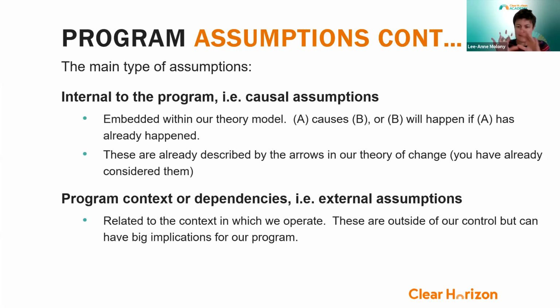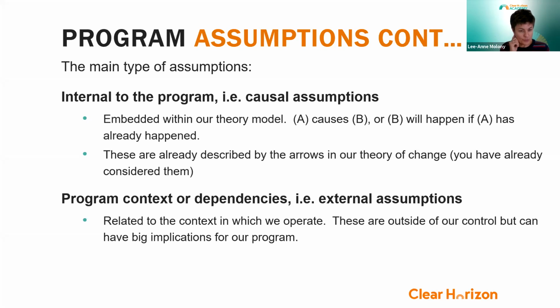When we map out our model, we have arrows saying, if we achieve this, then we can expect to see that. If we implement that, we can expect to see that change. We usually describe those with arrows. So almost every arrow in your theory of change model has an assumption underpinning it.